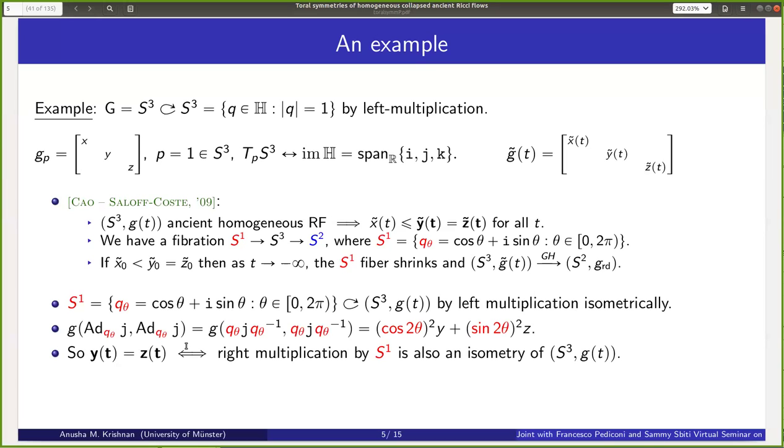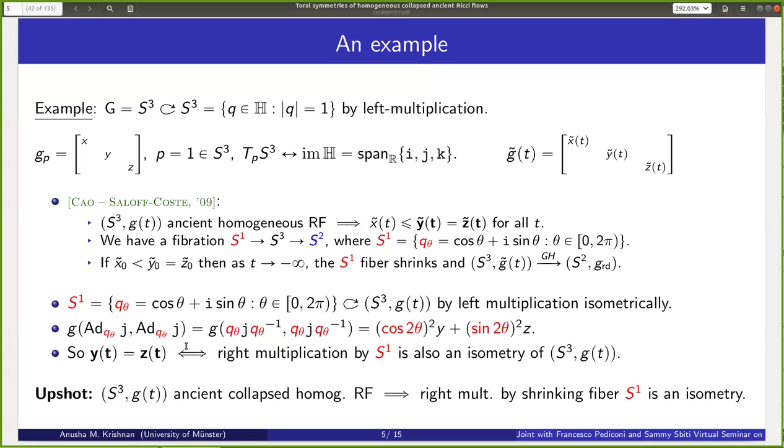From this you see that y equals z can be interpreted as the adjoint action being isometric, and in particular right multiplication by S1 also being an isometry of this evolving metric. So the upshot is that if you have an ancient collapsed homogeneous Ricci flow on the three sphere, then right multiplication by the shrinking S1 fiber is also an isometry.